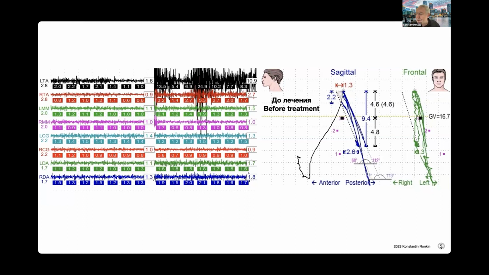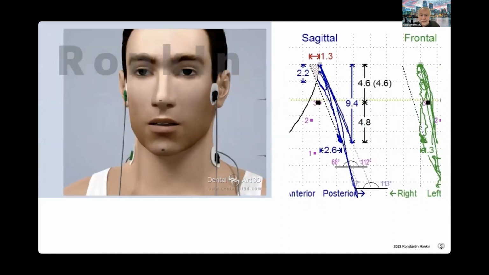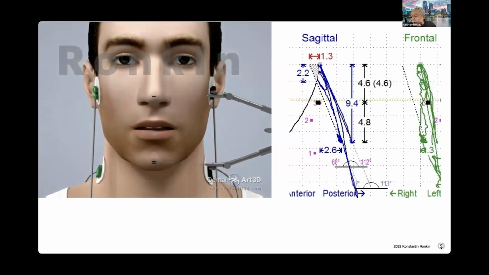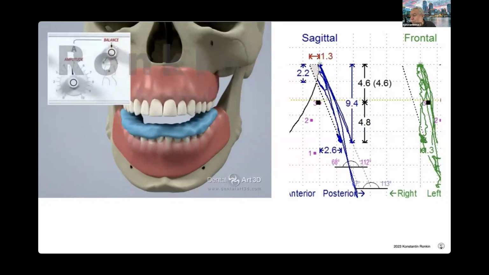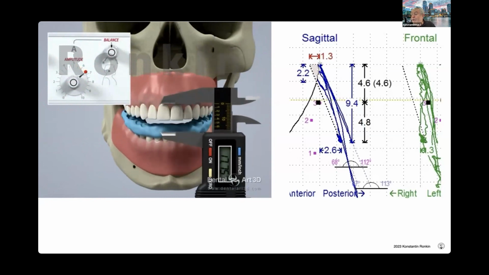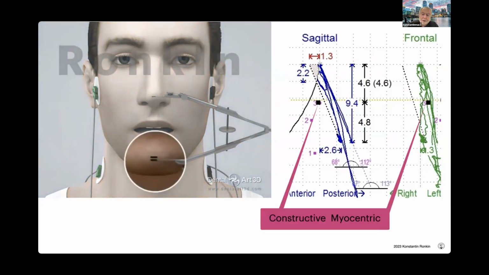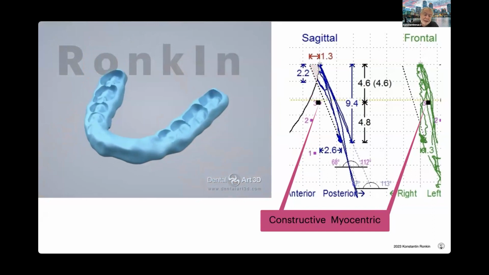We did a test and we established his occlusion right here, where you see the black square. We used a standard protocol by using TENS, by using Newcomer and Key7. As you can see, we opened the bite by 4.6 millimeters and the jaw moved forward 1.5 millimeters. And this is where we established the position of the lower jaw. We call this constructive myocentric, constructive bite.